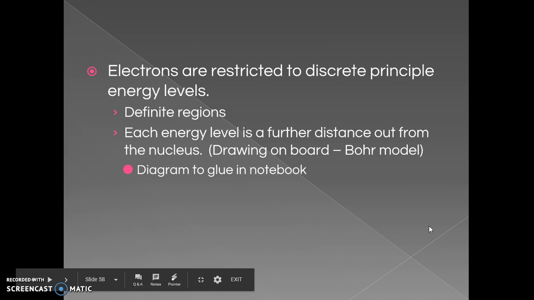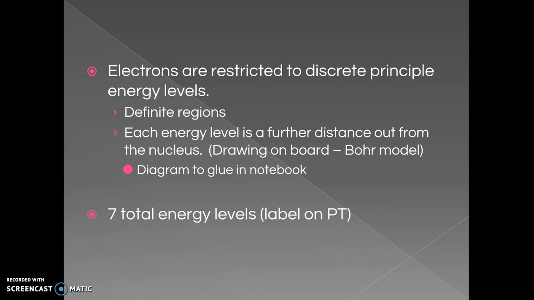So when we're in class, we can go back and look at those energy levels. That's where the spectrums come from. Those individual spectrums that each element produces are those specific electrons that are giving off energy. So we can use this to determine where those electrons are. If they fall a longer distance, they're going to have a different frequency than ones that fall from closer areas, or closer to the nucleus. So the electrons are restricted to these discrete principal energy levels, these definite regions. Each energy level is a further distance out from the nucleus.